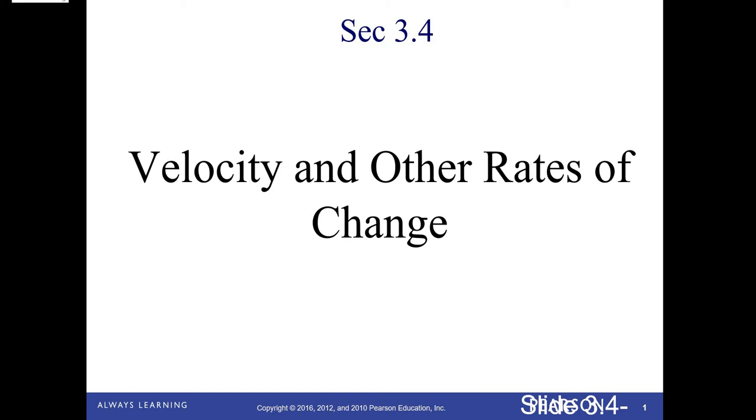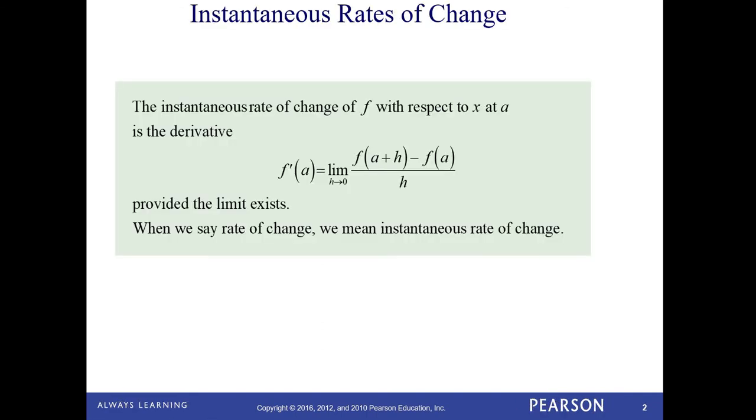Section 3.4 is velocity and other rates of change. All we're really doing in this section is applying our derivative, or instantaneous rate of change, to a variety of situations. So again, we know that our instantaneous rate of change of a function f with respect to x at a particular value a is this derivative, f prime of a equals the limit as h approaches 0 of f of a plus h minus f of a over h, provided the limit exists.